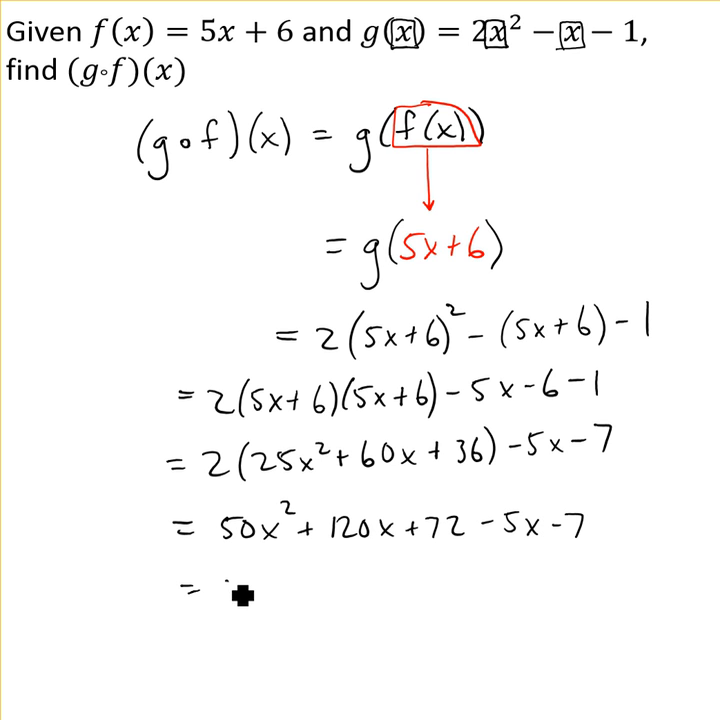And so that 50x squared, that's the only x squared term. We have 120x minus 5x, so that's plus 115x. And 72 minus 7 would be plus 65. And so that gives us our g composed with f function.